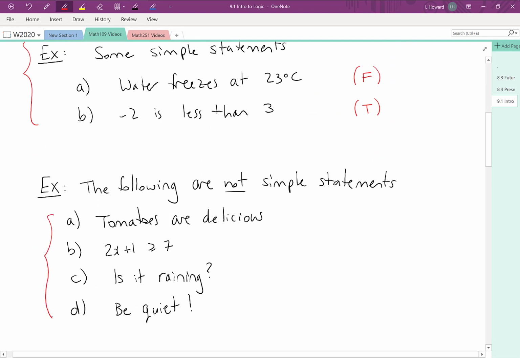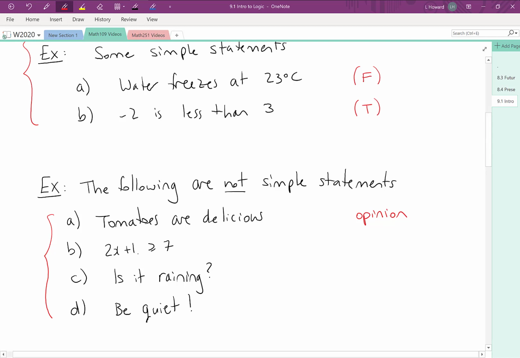So part A, tomatoes are delicious. Okay, I predict that this could be quite a contentious topic. Some people would probably strongly agree with this. Some people would probably strongly disagree. The problem here is that this is an opinion, and an opinion is never going to be a simple statement. We will not agree on the truth value.